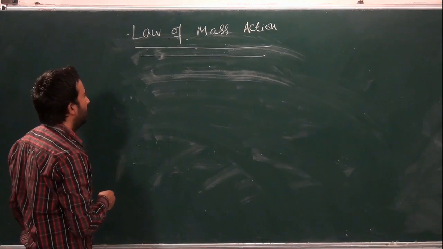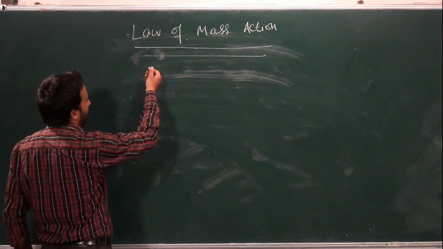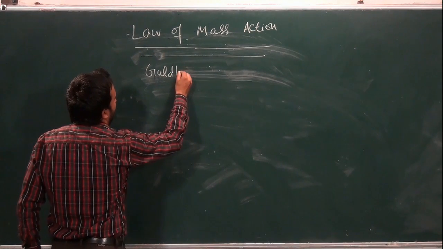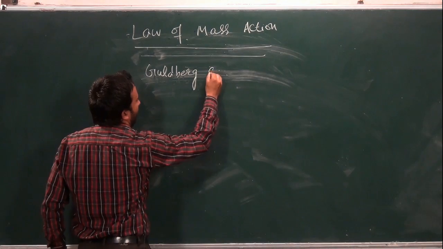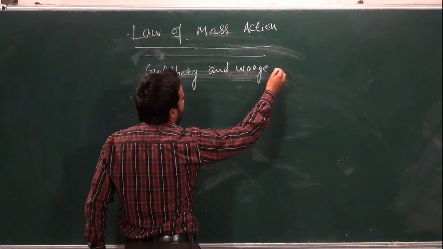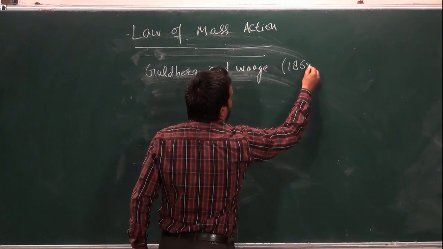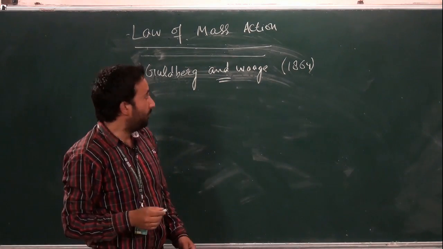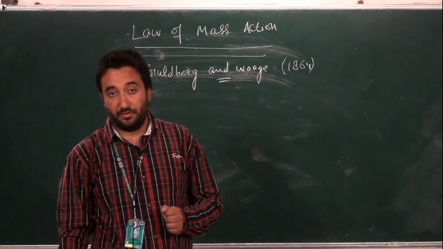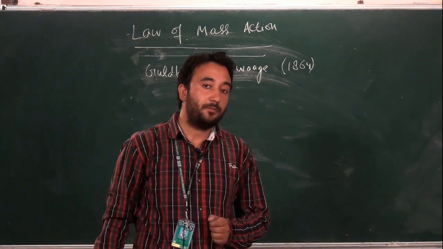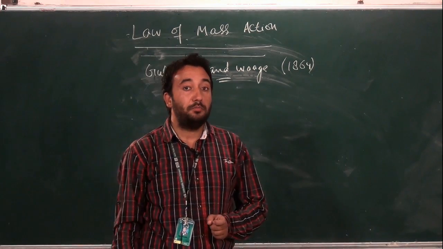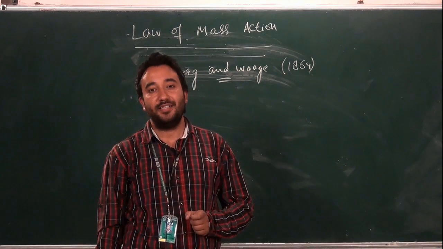This law was given by two Norwegian scientists, namely Guldberg and Waage, in 1864. According to the law of mass action, at constant temperature, the rate of reaction is directly proportional to the product of the molar concentrations of the reactants.